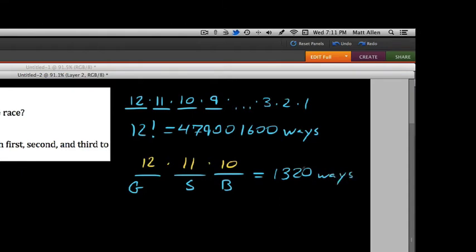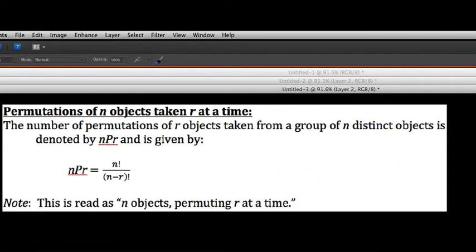Okay, so order matters here. This can actually be generalized, and this is a little bit different than 12 factorial. It's a lot like 12 factorial, except we cut 9 and everything after off from the original factorial expression up here. So in order to generalize this, there's a way we can do this. There's this formula right here.